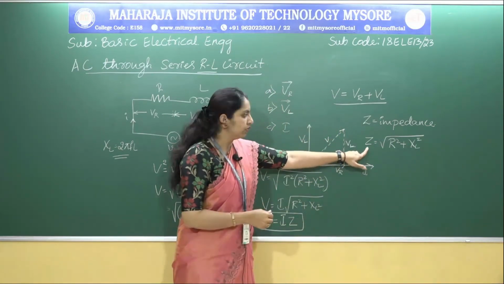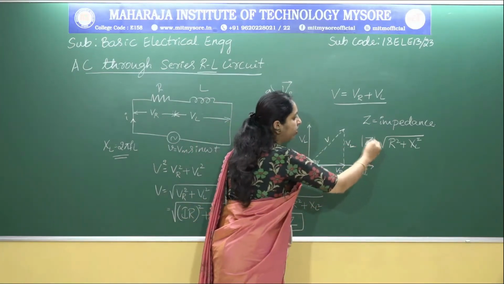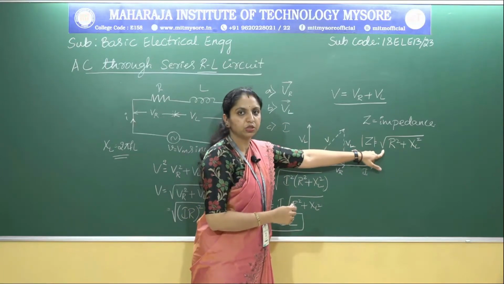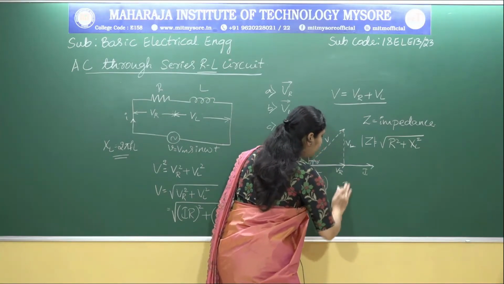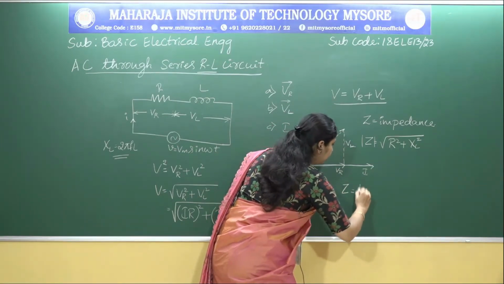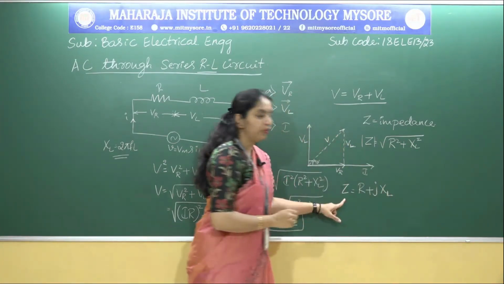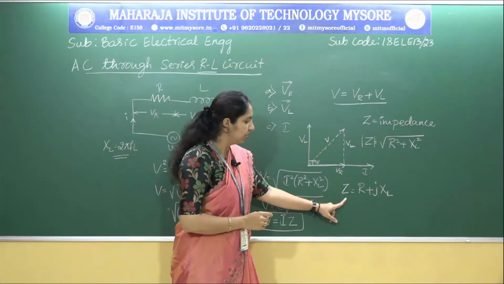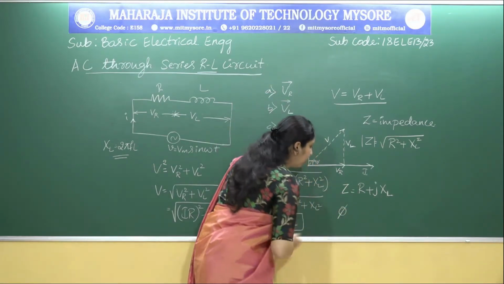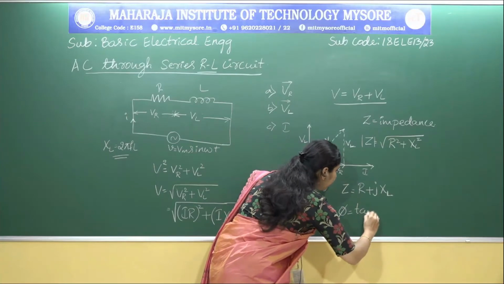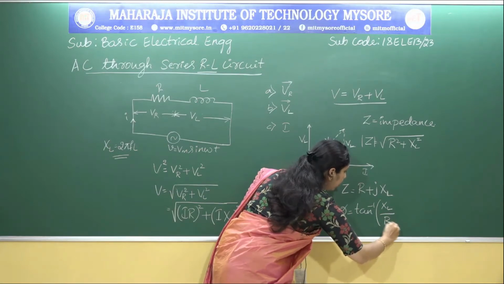This is how we find it. Whenever we want to find the impedance, we can use this equation, which gives the magnitude of Z, equal to the square root of R square plus XL square. In complex form we can write Z as R plus j into XL. Similarly, we can also find the angle, which is phi equal to tan inverse of XL divided by R.